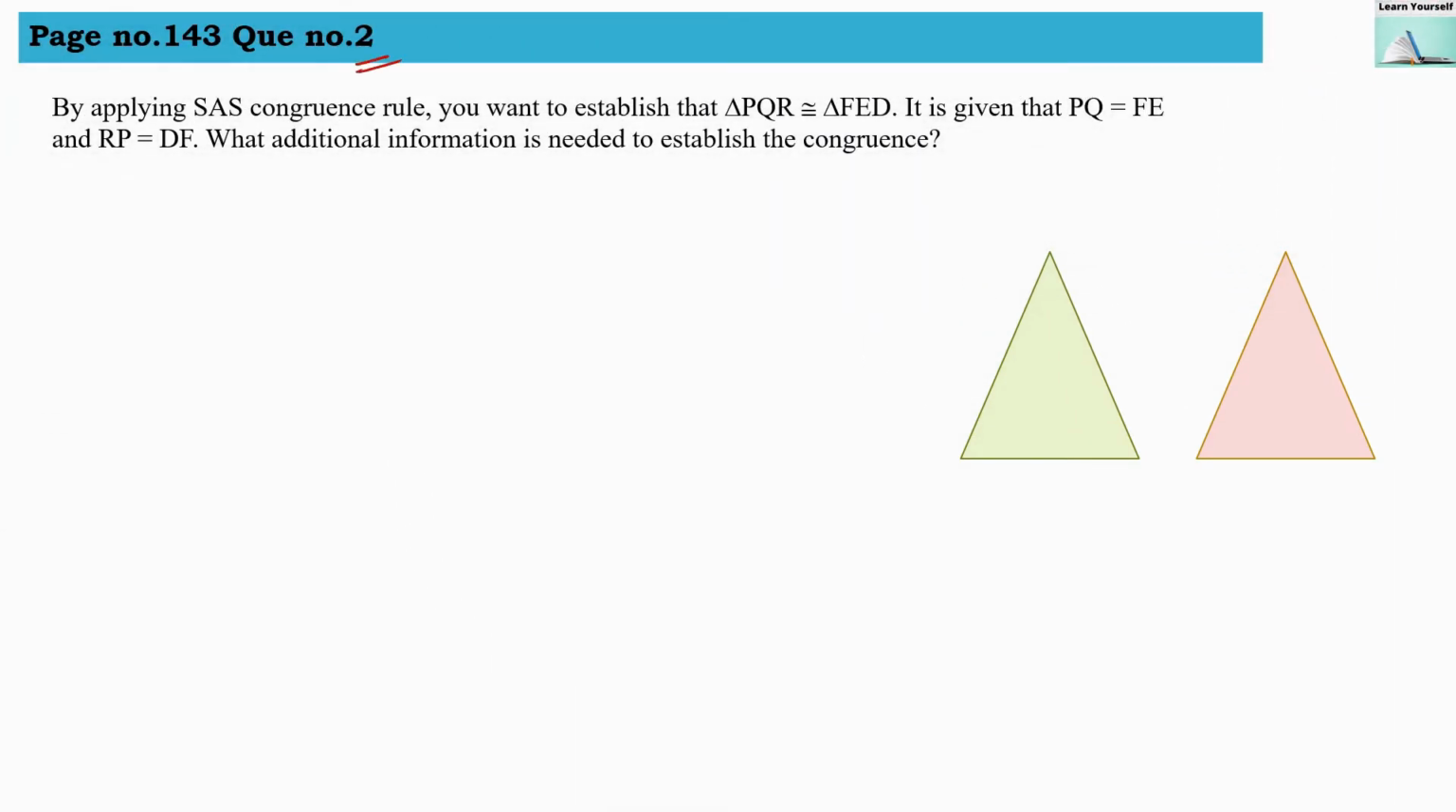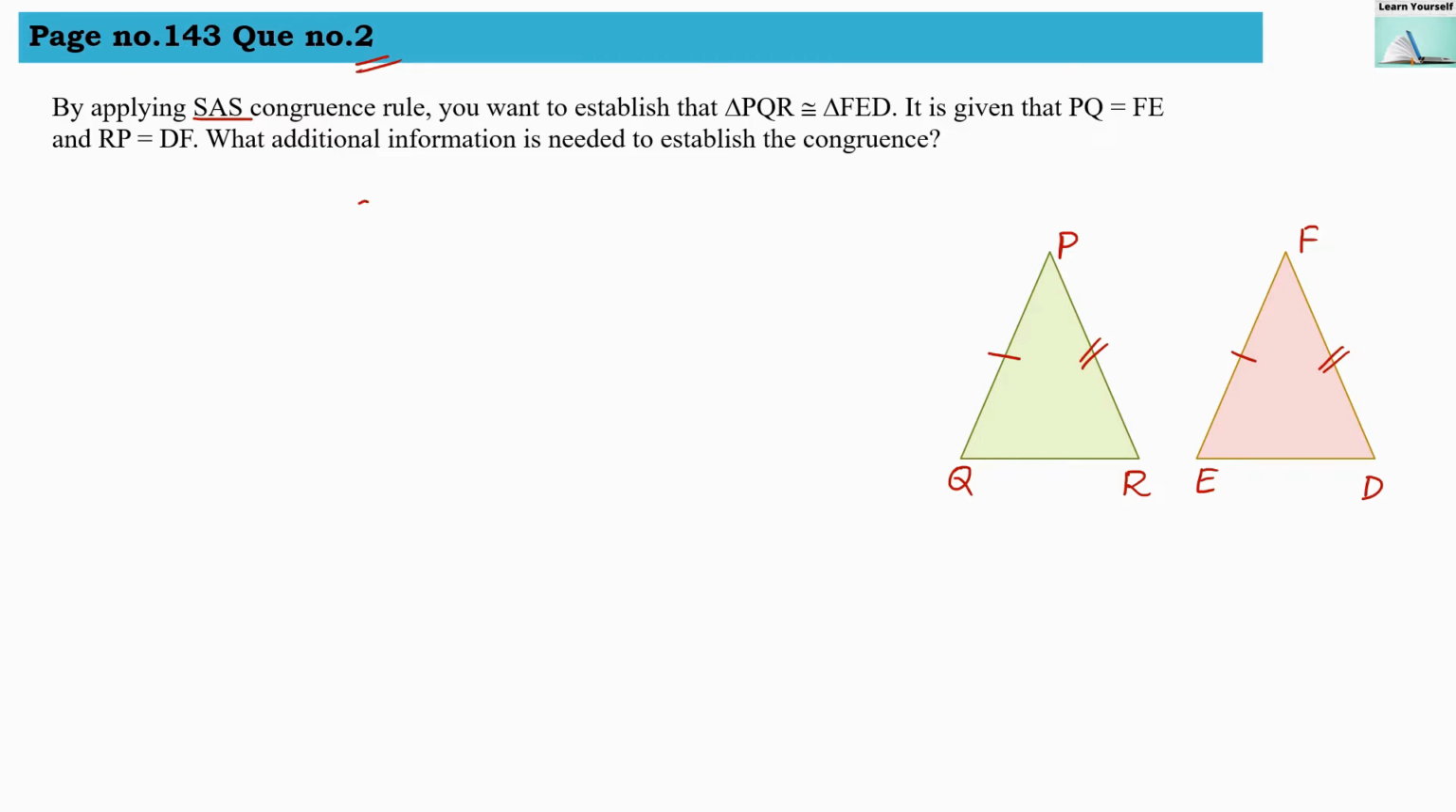Question number 2. By applying SAS congruence rule, you want to establish the congruency between triangle PQR and triangle FED. So these are our triangles, triangle PQR, and another triangle is FED. It is given that PQ equals FE. So PQ side is equal to FE. And RP is equal to DF. So RP is equal to DF. What additional information is needed to establish the congruence?